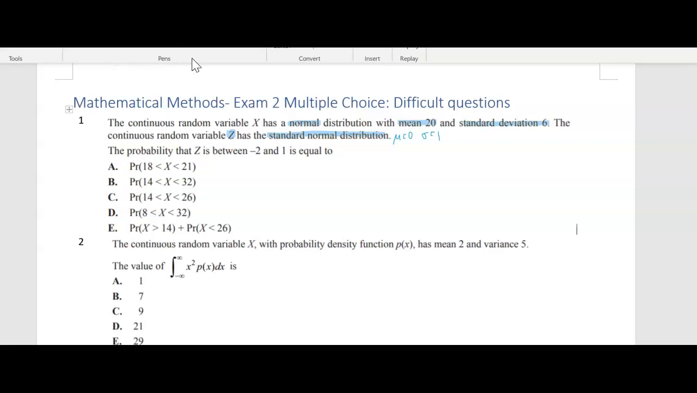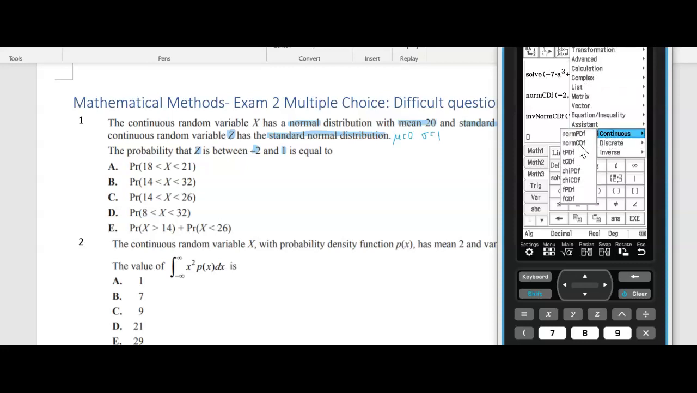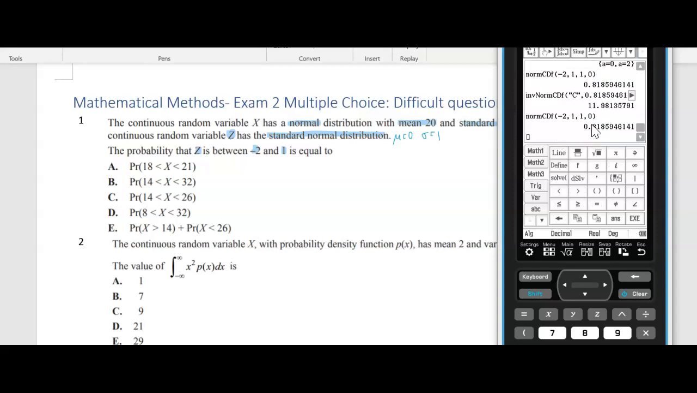Okay, so if the probability of Z between -2 and 1, if we can find what that is equal to, then we've got to see which of these intervals for the variable x it is also equal to. Okay, so let's get our calculator up. We're just going to work with a standard normal distribution first. So the lower limit is -2 and the upper limit is 1. So there's our probability.